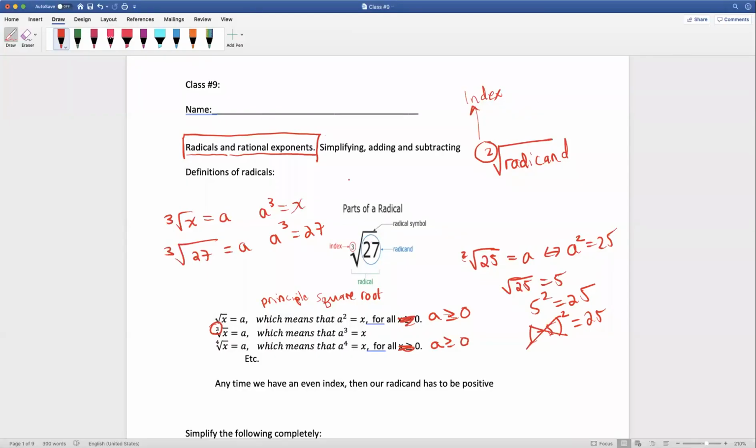So in regards to this, again, if we were to take a look at something like this, let's say the fourth root of 16 is equal to a. Well, we want to figure out what number when we raise it to the fourth power will give us 16.